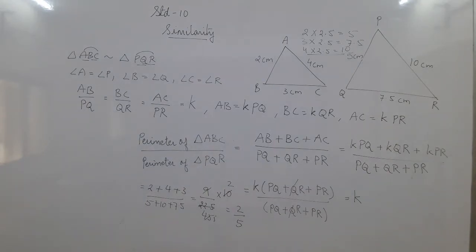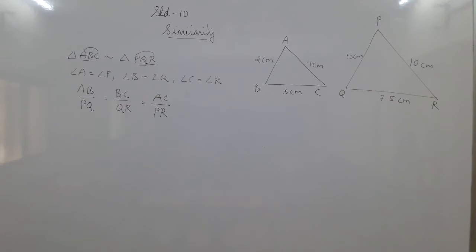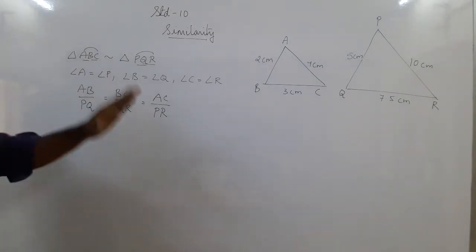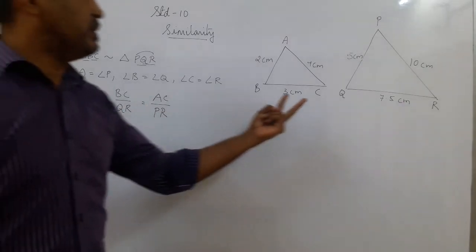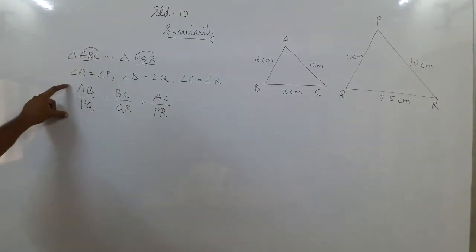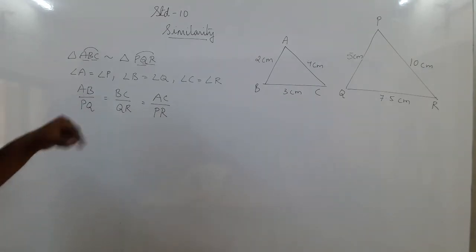And now we'll move to the condition of the area. This was perimeter. So perimeter has the same ratio as the ratio of the corresponding sides. Now let us see the condition for area. I have now kept the same things. We are done with the perimeter. What did you see? The ratio of the perimeter of two similar triangles is the ratio of the corresponding sides. Now we move to area.